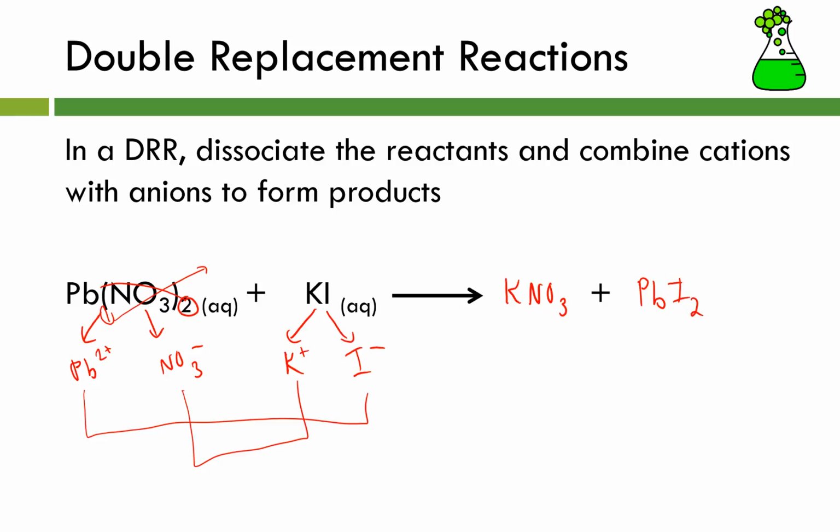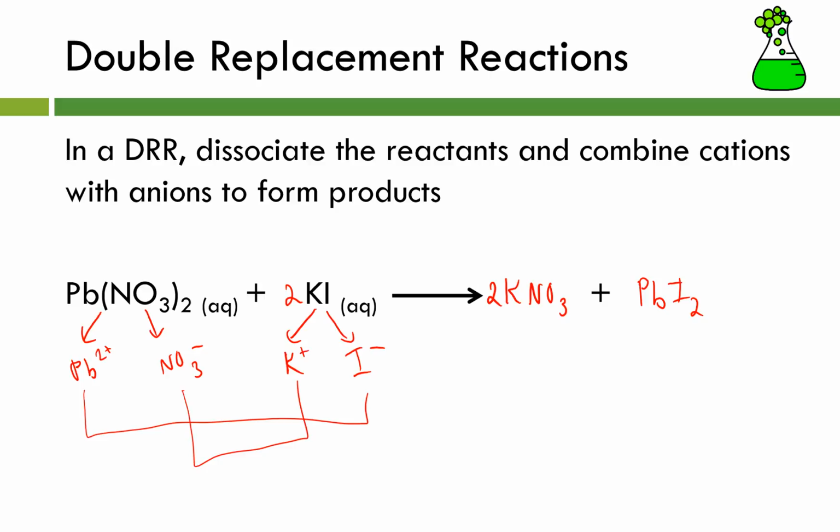I'm going to clean this up a little bit over here. There we go. All right, let's get this balanced. I see 1 lead, 1 nitrate, 1 potassium on both sides. Oh, I've got 2 iodine on my product side. I need 2 on my reactants. That takes care of that. So I've got 2 Ks now. If I put a coefficient of 2 in front of KNO3, I balance for potassium, and my nitrates are balanced as well.